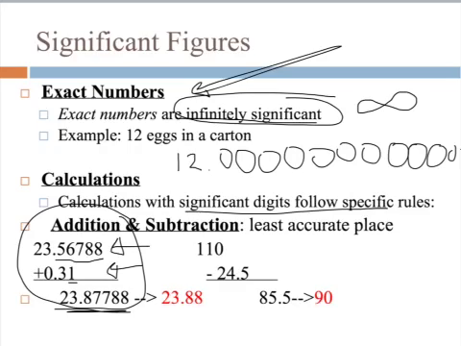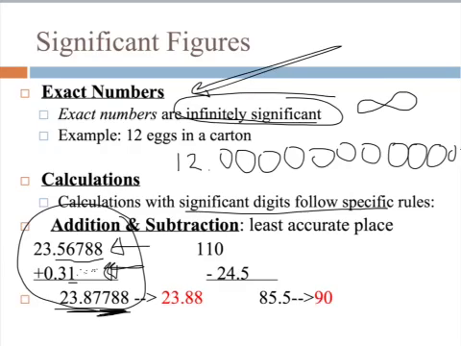So I don't know what's in these spots over here. I don't know. And because I don't know that, I can't record those spots down here in my answer. That would just be misleading. So 0.31 limits me.